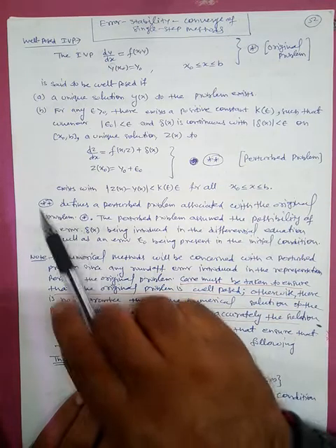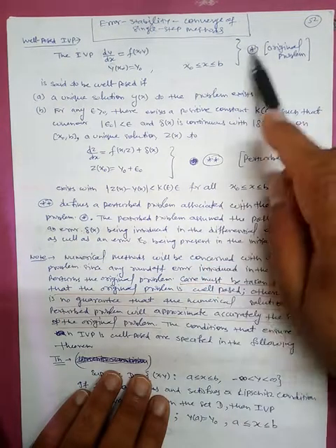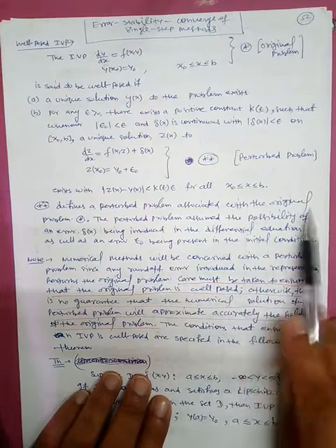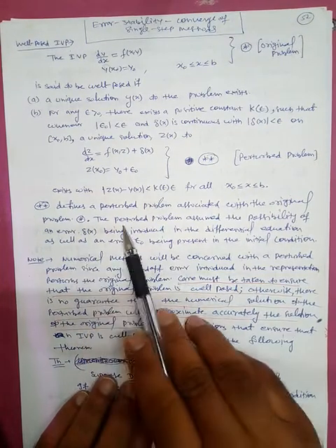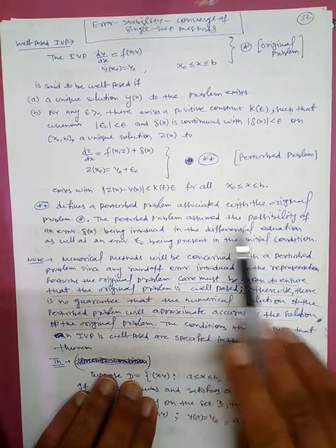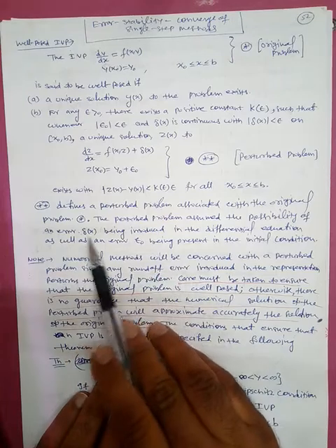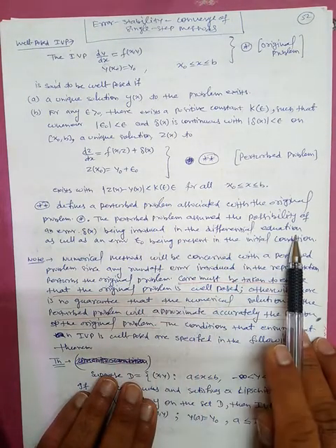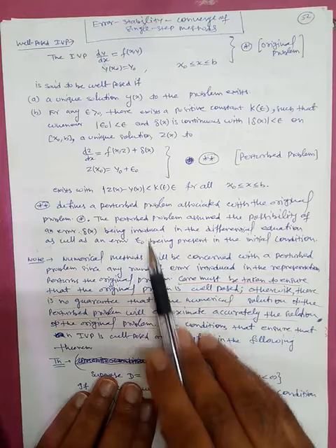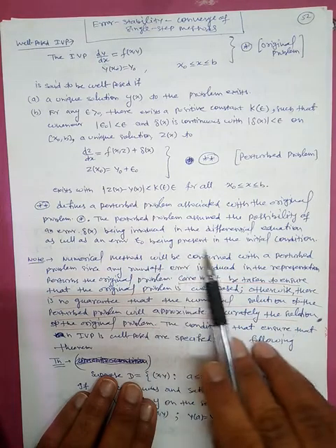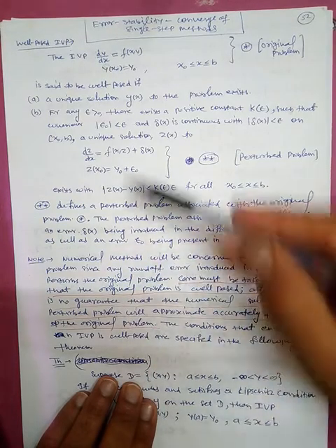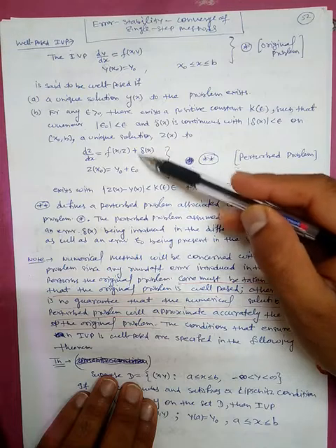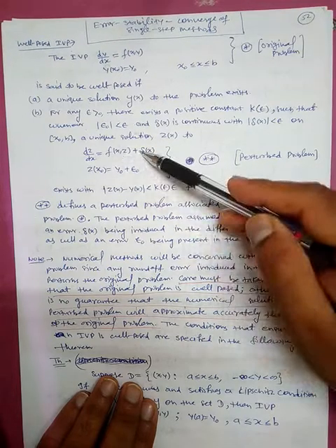This is the double star equation, this is star. So double star defines a perturbed problem associated with the original problem star. The perturbed problem assumes the possibility of an error delta(x), that means this is the error being introduced in the differential equation, as well as an error epsilon naught presented in the initial condition. So this represents the error introduced in the initial condition, and this also represents the error introduced in the differential equation. Fine.